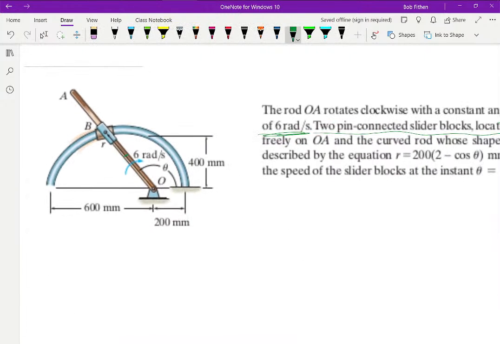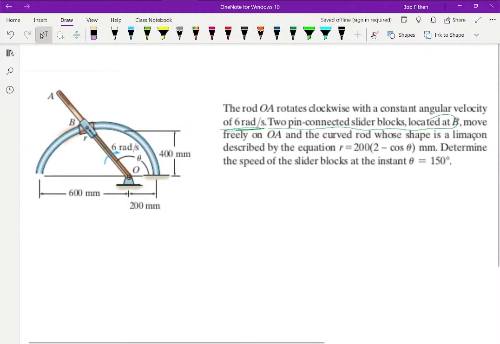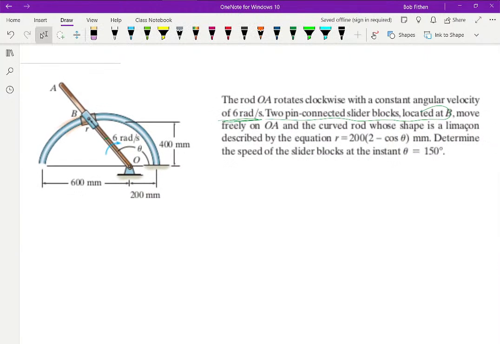So it says the two-pin slider slides freely on OA and on the curved rod, and it follows this path: r is equal to 200 times (2 minus cosine theta). Determine the speed at 120. Hang on a second.